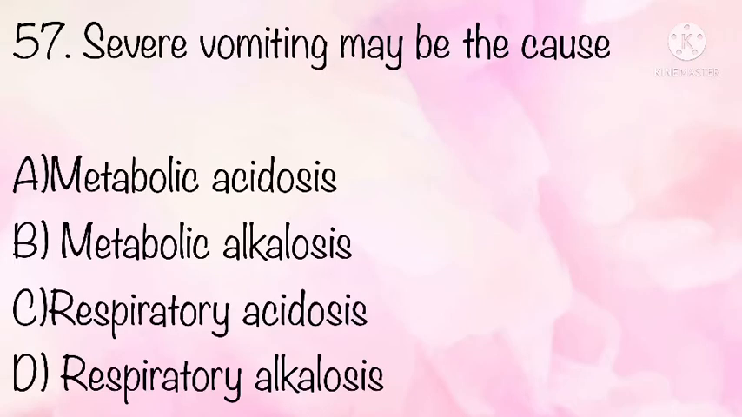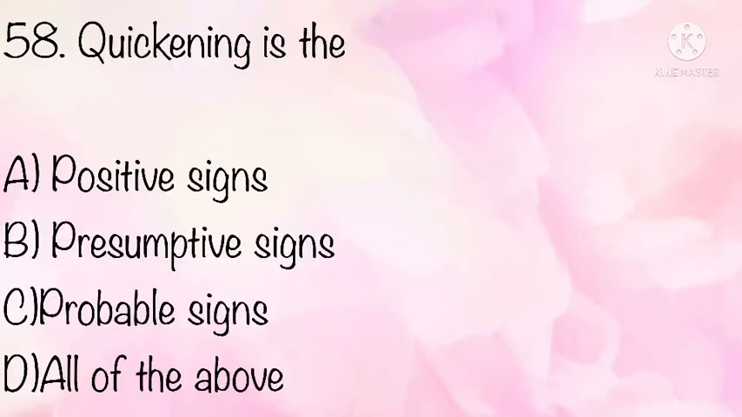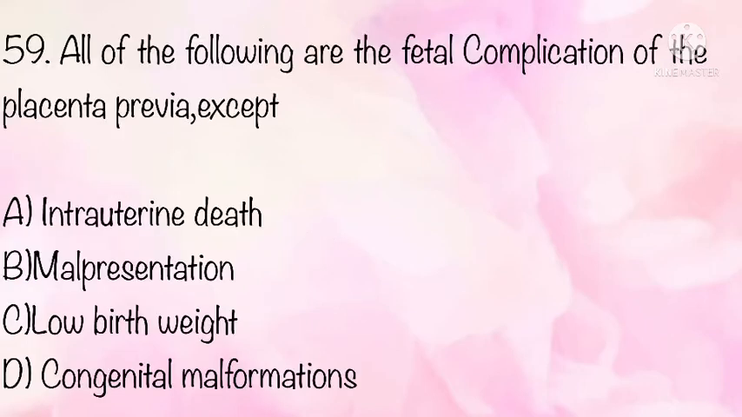Severe vomiting may be the cause of metabolic acidosis, metabolic alkalosis, respiratory acidosis, respiratory alkalosis. Correct answer is B, metabolic alkalosis. Quickening is the positive sign, presumptive sign, probable sign, all of the above. Correct answer is B, presumptive sign. All of the following are fetal complications of placenta previa except intrauterine death, malpresentation, low birth weight, congenital malformation. Correct answer is B, malpresentation.